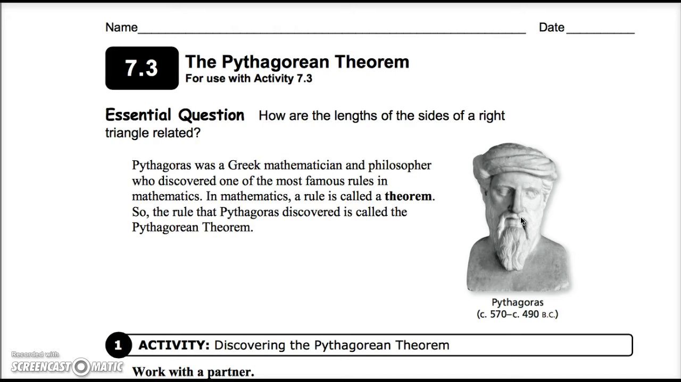Now, in math, anytime you have a rule, it is called a theorem. Whenever you get into geometry, you're going to start seeing the word theorem over and over and over again. It's just a rule. Okay? So, when he discovered what we're about to go over, he called it the Pythagorean theorem. It's a rule named after him, Pythagoras.